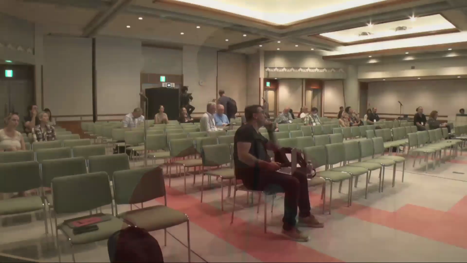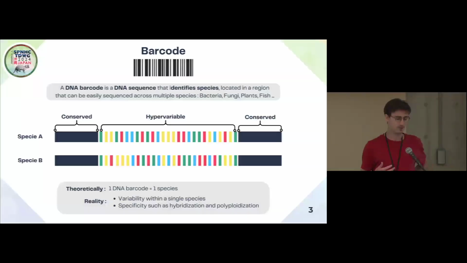First, I maybe need to introduce some concepts. So there is this notion of DNA barcoding. It's like a barcode you have in your shop, but here you're scanning a DNA sequence and you try to identify a species. Theoretically, one barcode equals one species, but we are working with living science. There are always specificities that bring some complexity.